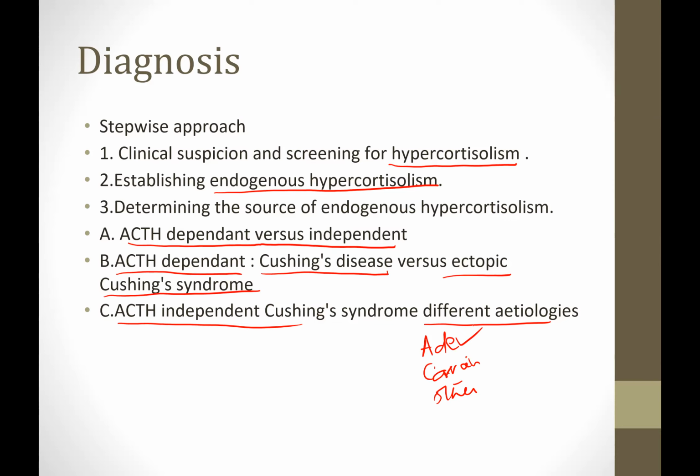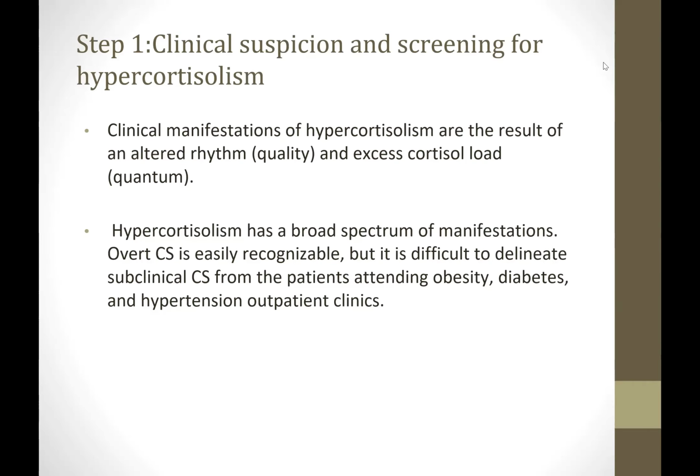So, stepwise approach: is there evidence of hypercortisolism? Is there any history of exogenous administration? That you write as the second line. The third line is establish it as endogenous. Then is it ACTH excess that is causing, or non-ACTH dependent? If it is ACTH excess, is it from the pituitary or is it from the ectopic source? If it is independent of ACTH, adrenal is the culprit, then I have to do imaging of the adrenal gland to find out the etiology. Step 1 is clinical suspicion and screening for hypercortisolism.